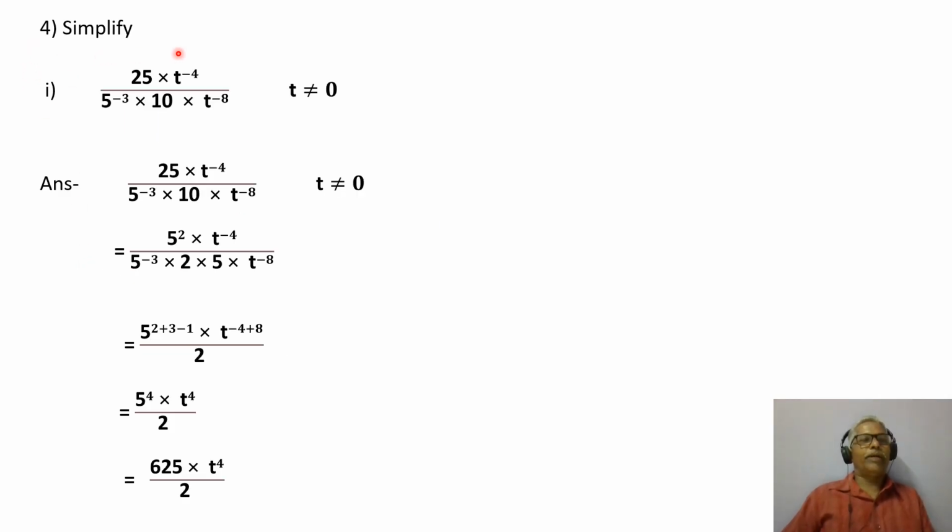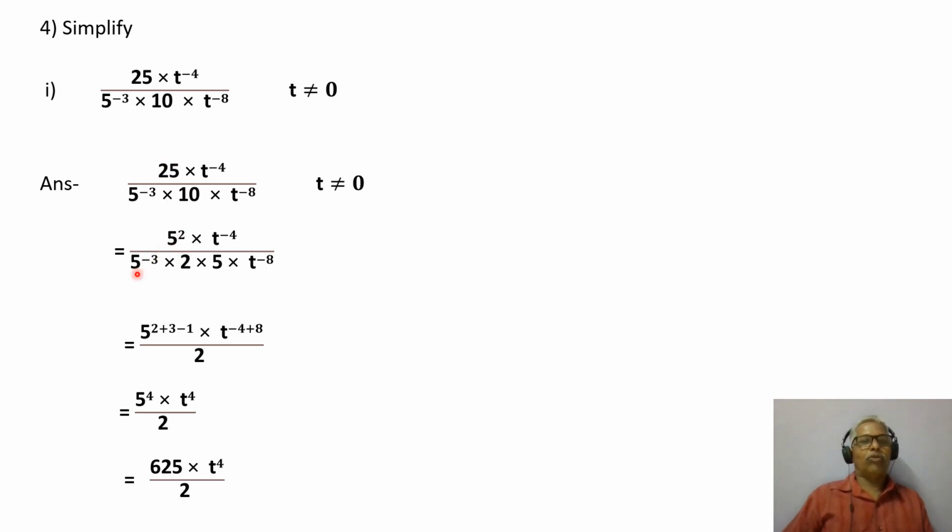Fourth one, simplify. First one under this type. Read it. 25 into t raised to minus 4 upon 5 raised to minus 3 into 10 into t raised to minus 8, where t is not equal to 0. This is the condition given. Answer: rewrite it as it is. 25 into t raised to minus 4 upon 5 raised to minus 3 into 10 into t raised to minus 8.